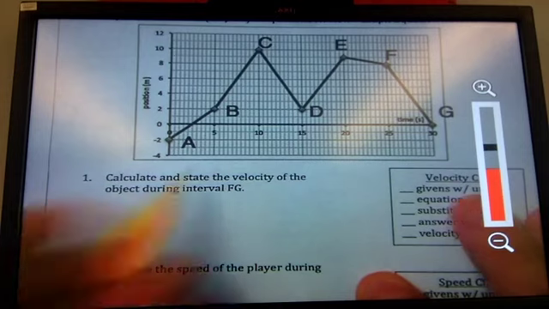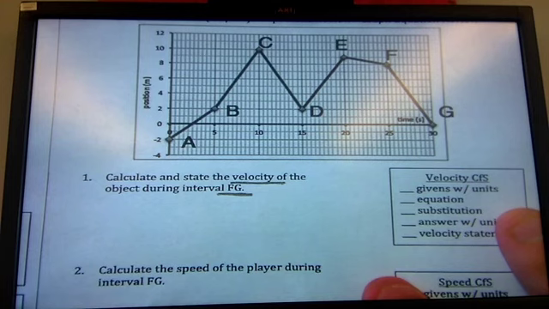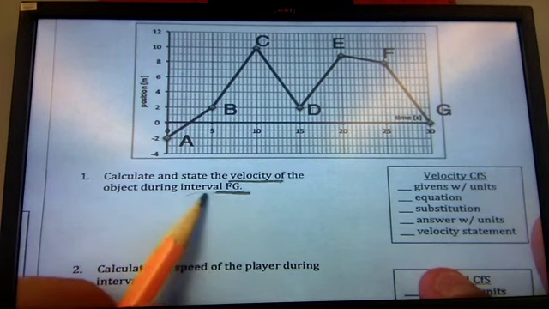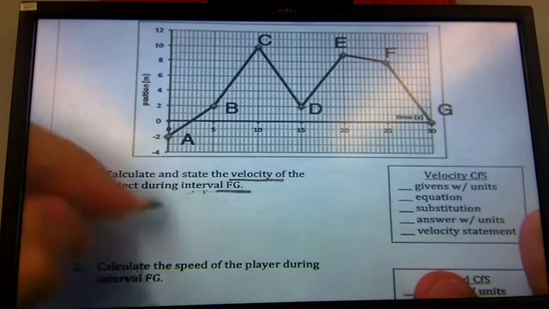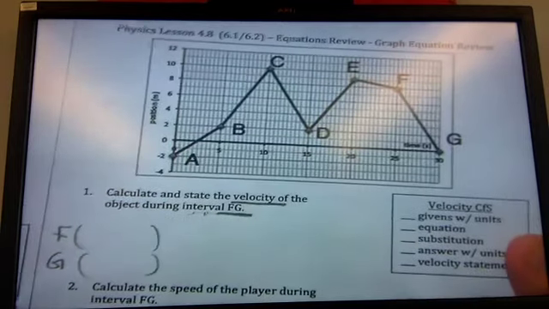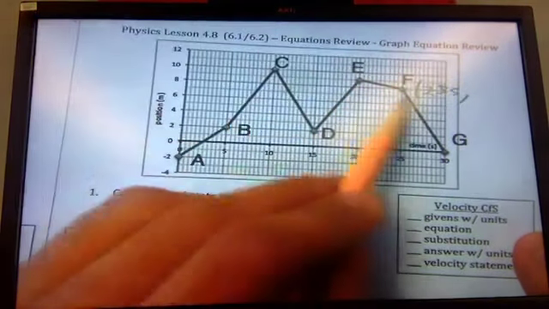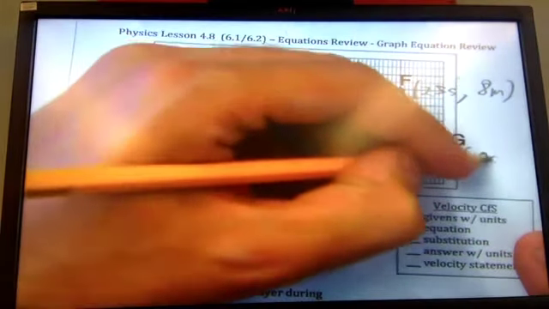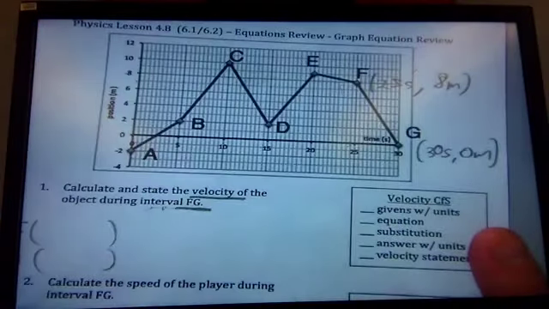Question 1 asks, calculate and state the velocity of the object during interval fg. Velocity takes 2 points to calculate. The 2 points are defined by the interval it's talking about. Since it's talking about interval fg, I'm going to use point F and point G. I'm going to look at my graph. I see that point F is at 25 seconds and 8 meters. And point G is at 30 seconds and 0 meters. I'm going to write those in.